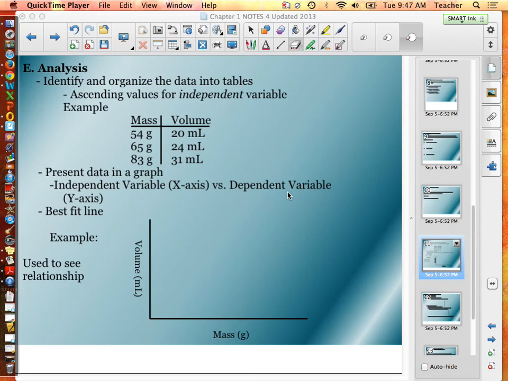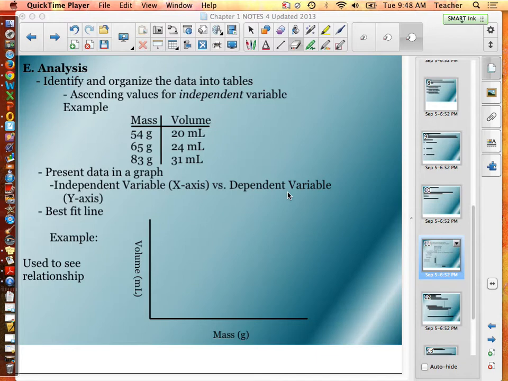So this is after you've done your experiment. What are you going to do with your data? The first thing you want to make sure of is you try and organize your data into tables. For example, here we have ascending values, and what you'll notice is whatever you're controlling, your independent variable, is on your left. In this case, it would be the mass, and your dependent variable would be your volume. That's what you were examining.